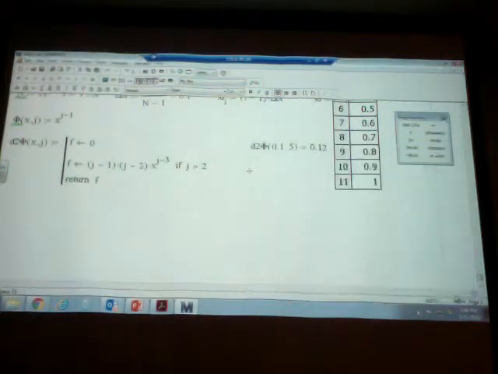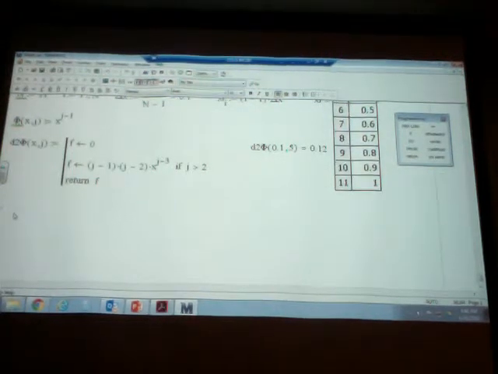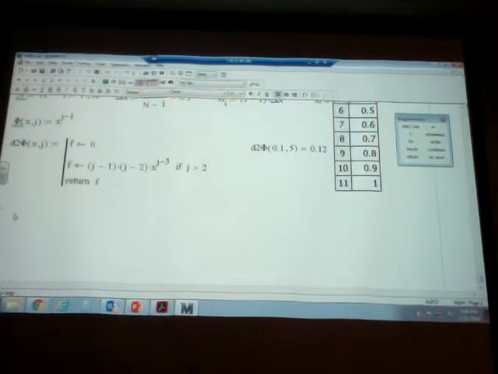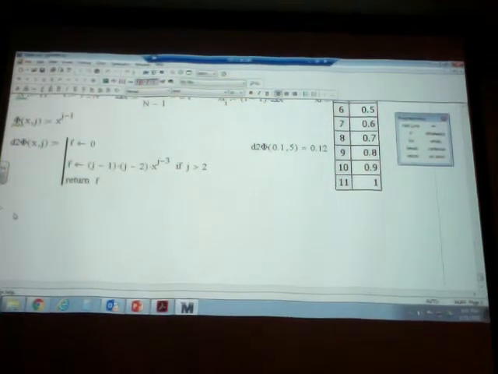I already did this. So, what else do we need to do? We need to then populate the matrix.